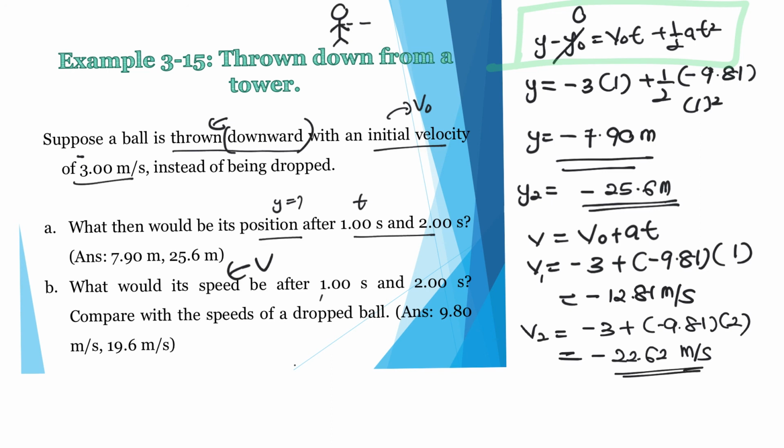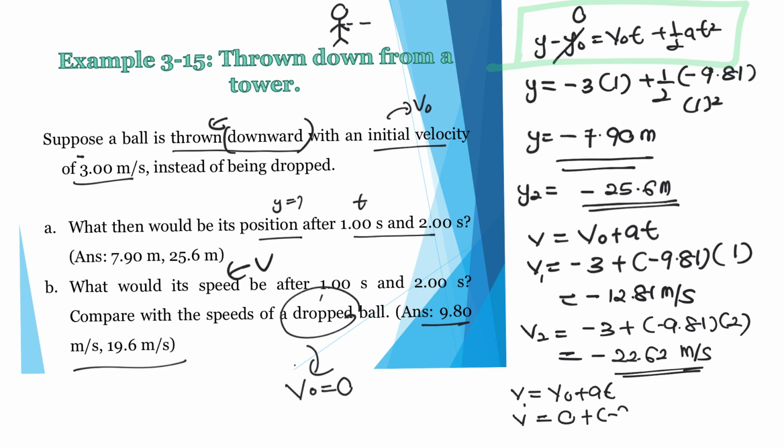The question asks you to compare with the drop ball. The answer given here is basically the answer for the thrown ball. So the same formula: v equals v naught plus at. We are going to find it for the drop ball. Drop ball means what? Yes, very good, v initial is going to be 0. So v equals 0 plus negative 9.81 t, and you get v is negative 9.81 meter per second.